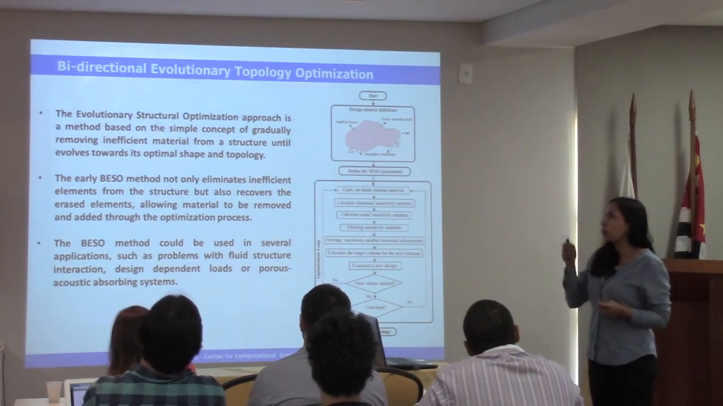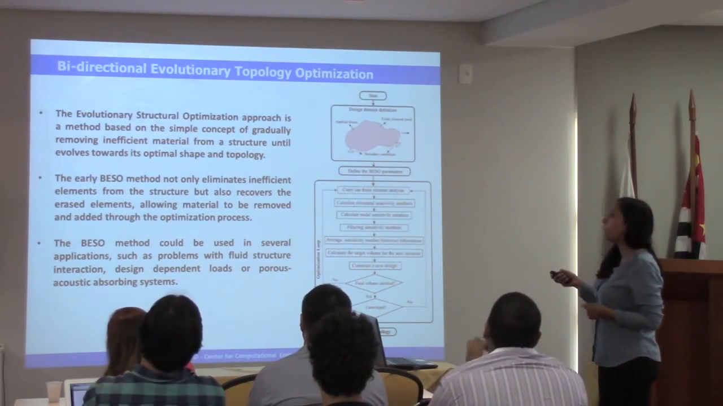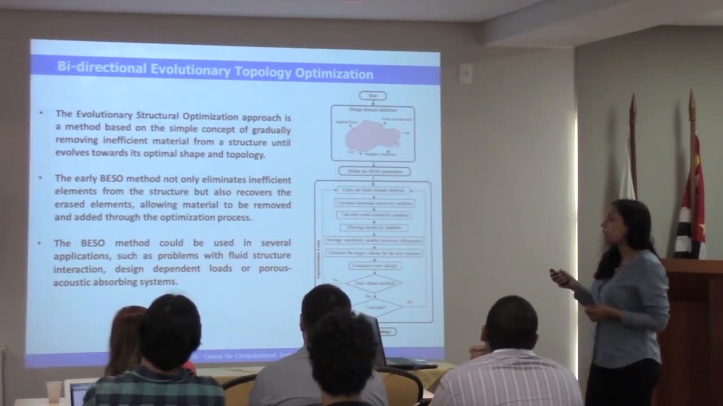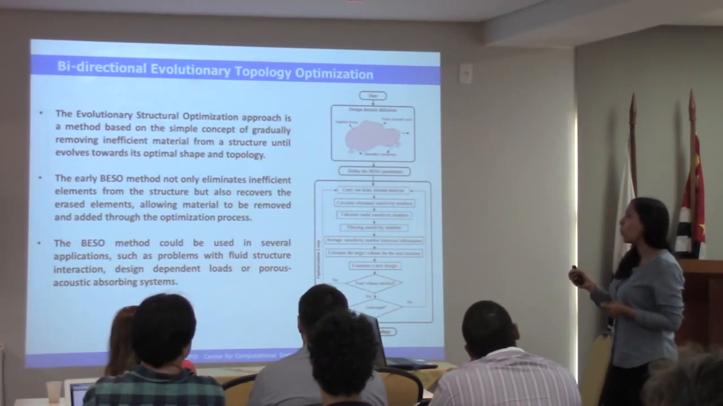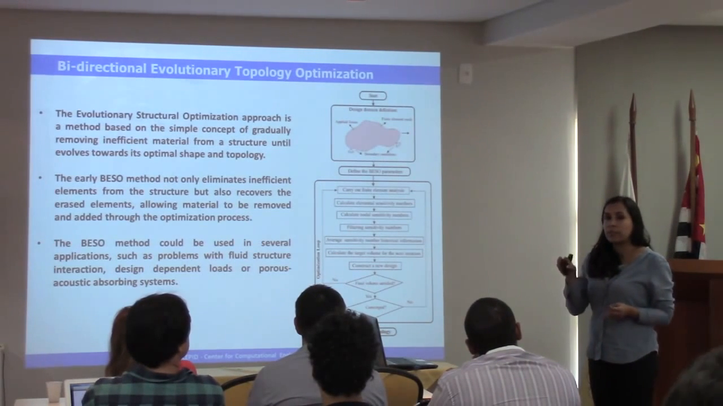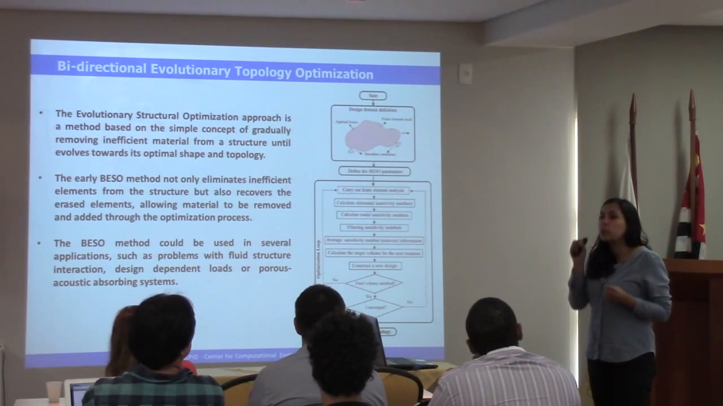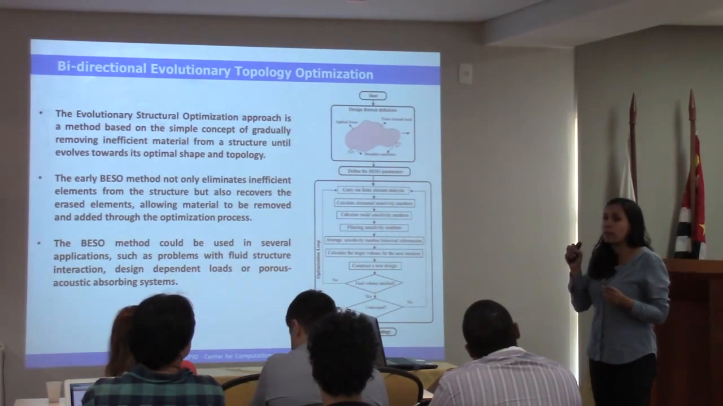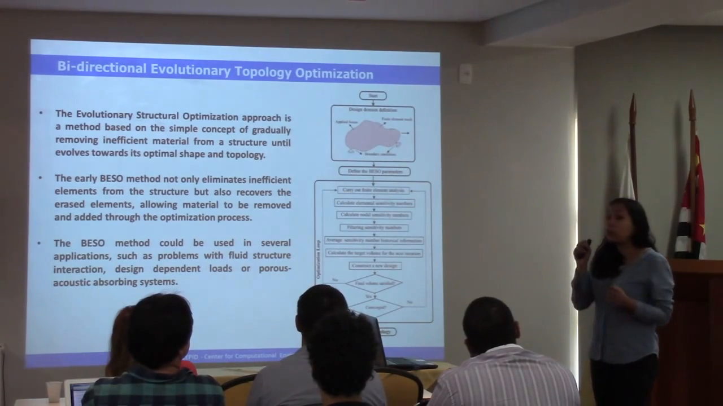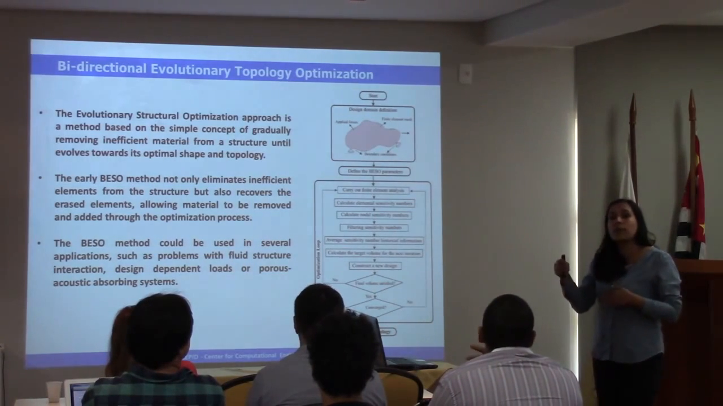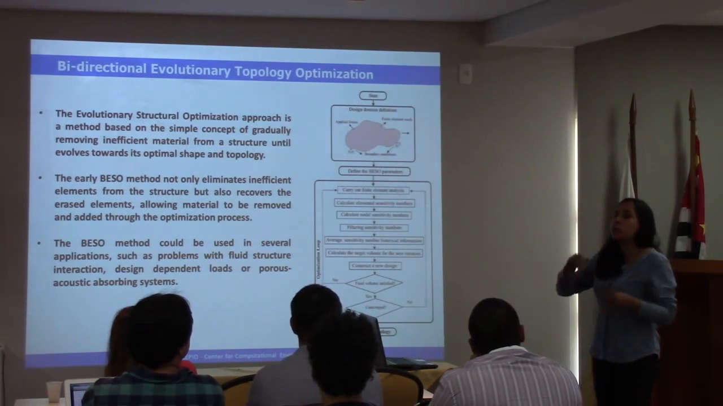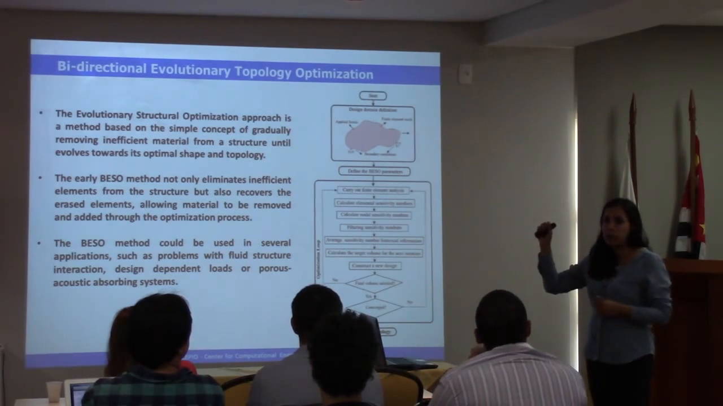So we're going to talk first about the method, the evolutionary structural optimization method. It's based on a very simple concept. You will have a design domain. It will be divided into elements, and you will be gradually removing those elements, that material, and you will do it slowly enough to reach a certain evolution path until you get to the optimal structure.